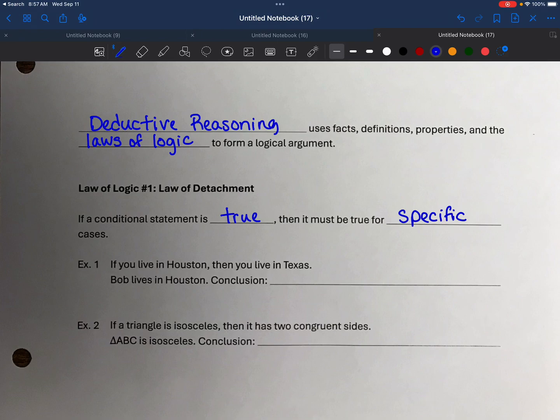Okay, so our first example is, if you live in Houston, then you live in Texas. Okay, it says Bob lives in Houston, so what is our conclusion? Bob lives in Texas, right?